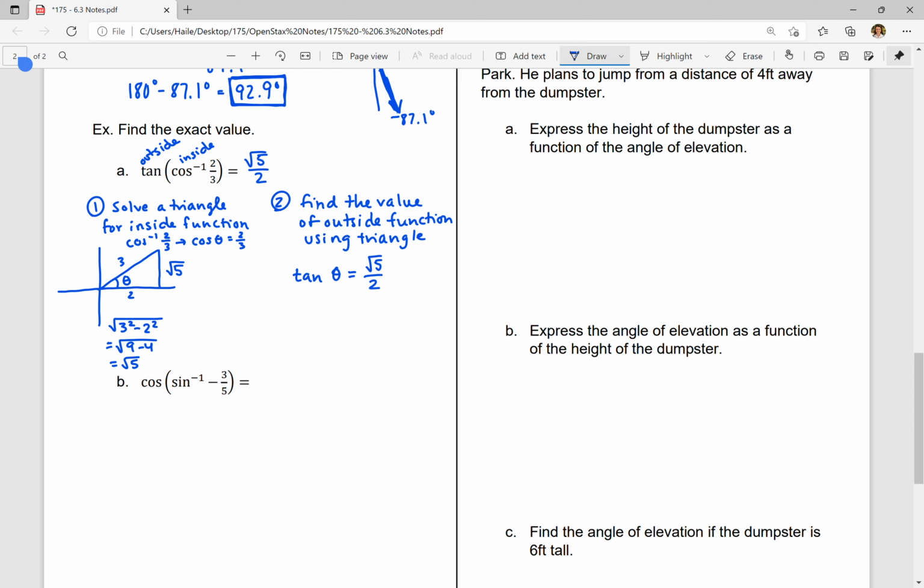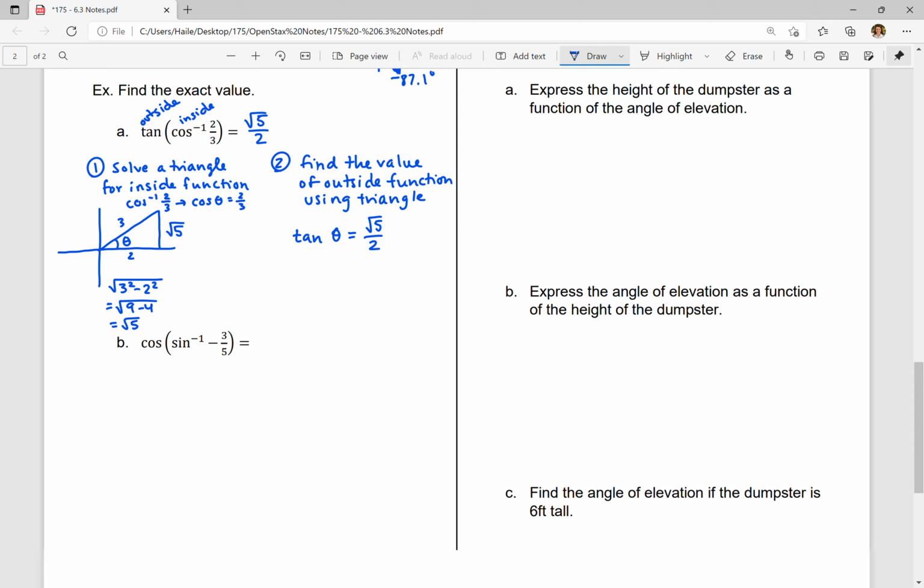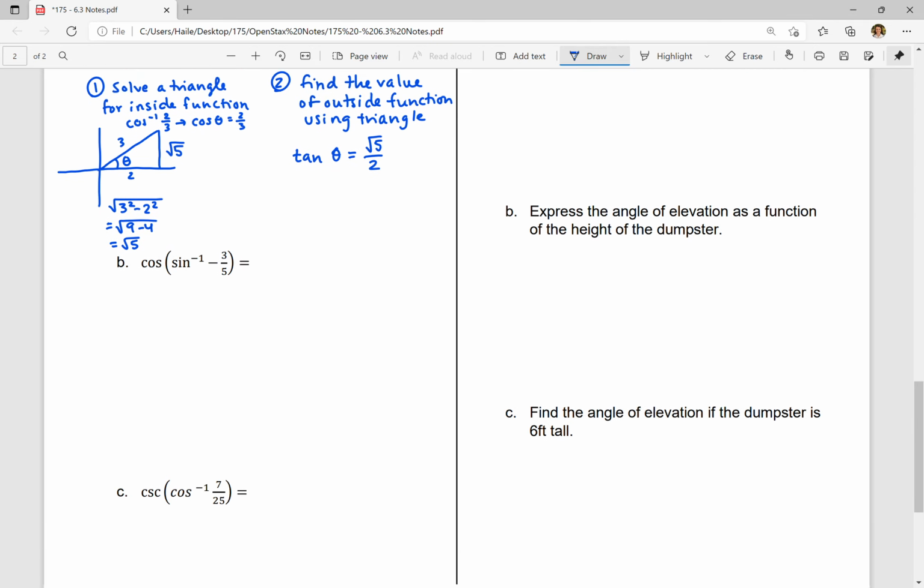So in these problems, we're not finding theta, okay? We're using the information about one of the trig functions of theta to get another trig function of theta. All right. So we're going to try another example because sometimes these are very confusing.